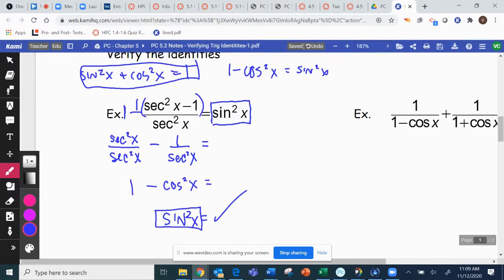So what you're doing is you're showing all the steps until it does equal the other side. This is what verifying an identity is. Verifying.